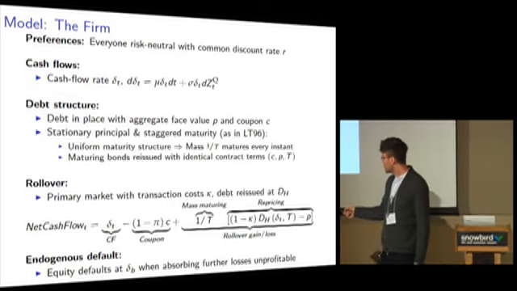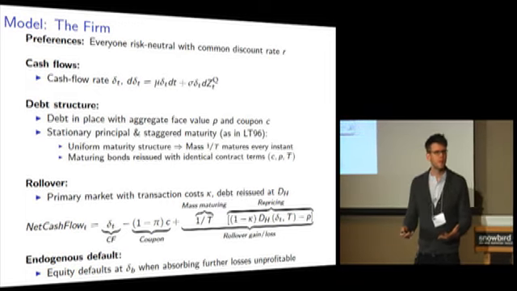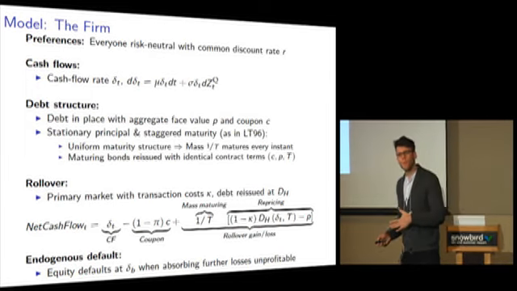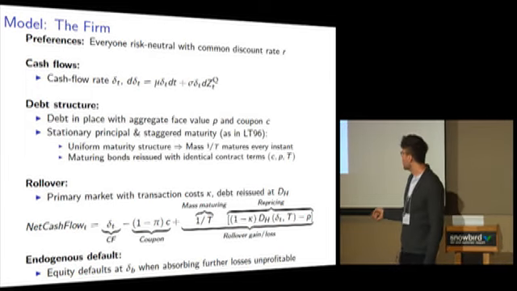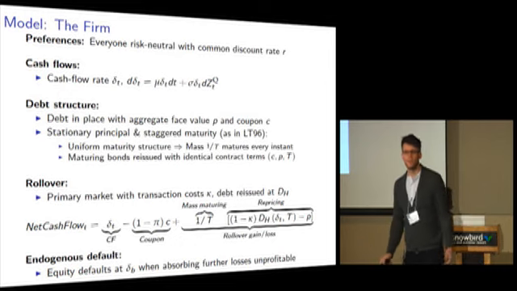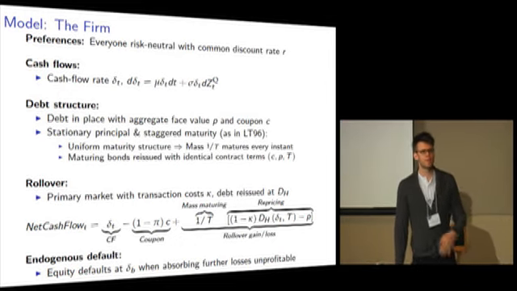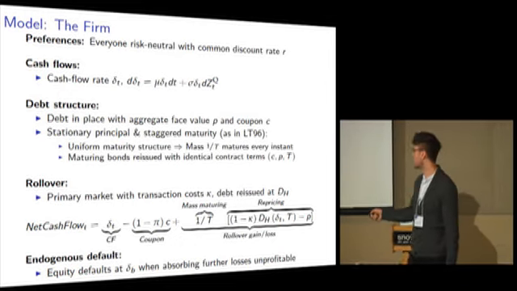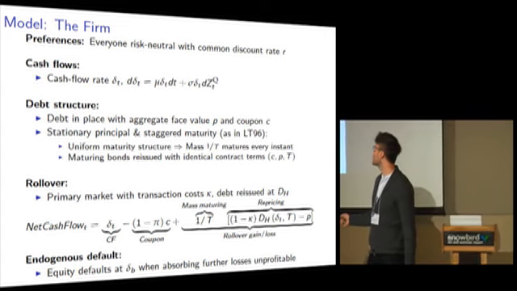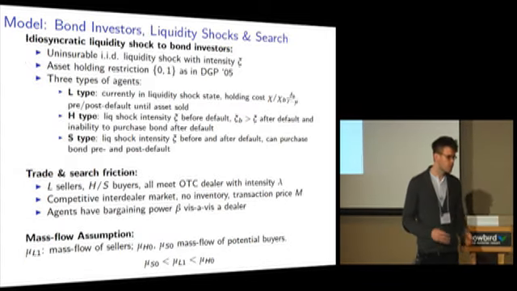And now, as is usual, there's endogenous default in the Leland-Toft model. You stop paying your bond in default when absorbing further losses is unprofitable, when the option value of keeping the firm alive doesn't warrant paying, accepting maybe a negative net cash flow. Okay, so now let's move to the bond market.